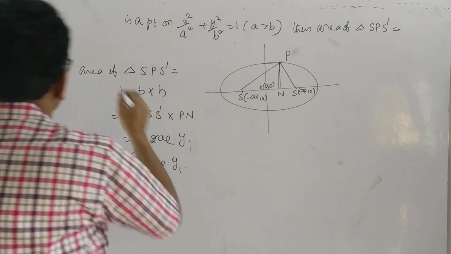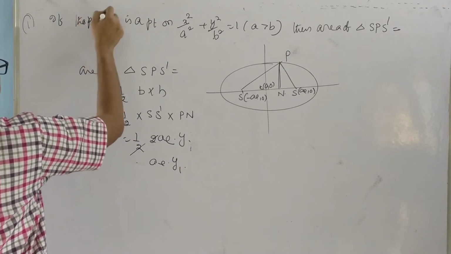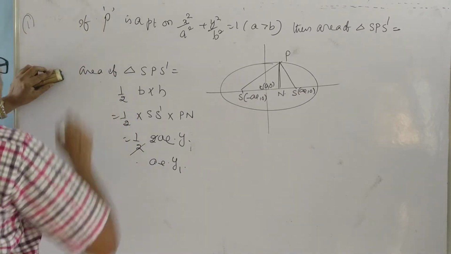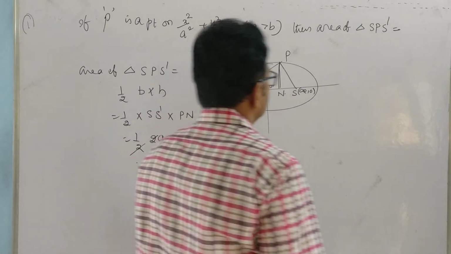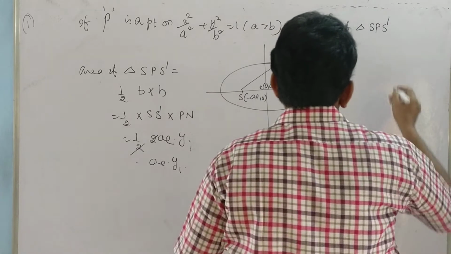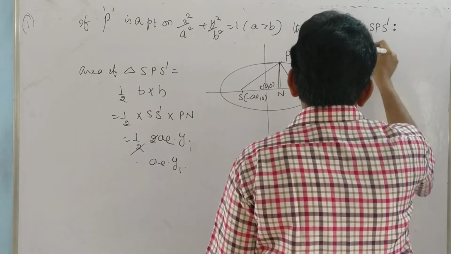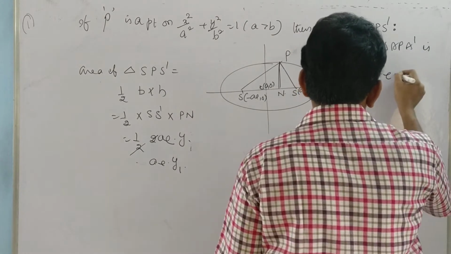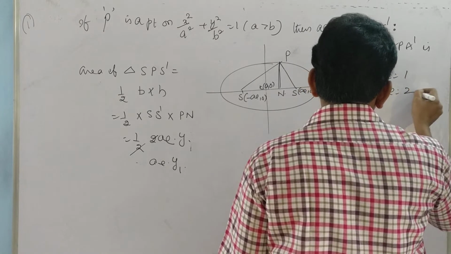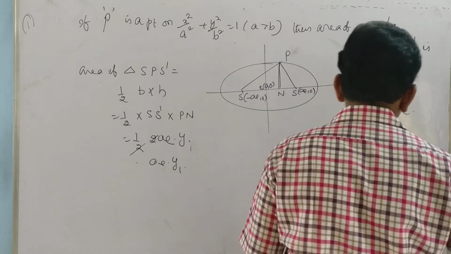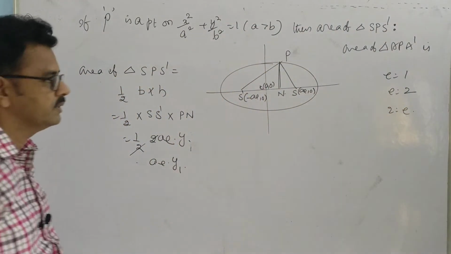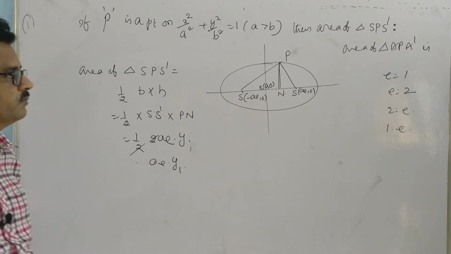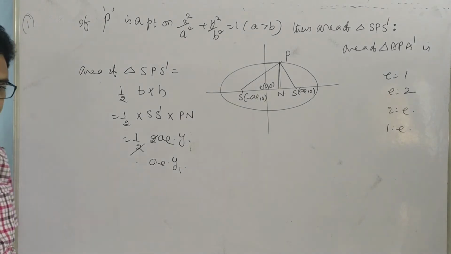Next question. If P is a point on the ellipse, then the area of triangle SPS' is to the area of triangle APA' is: E is to 1, E is to 2, or 2 is to E. Area ratio 1 is to E, where S and S' are foci and A and A' are vertices.